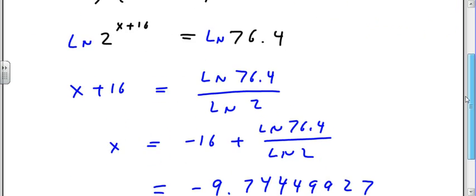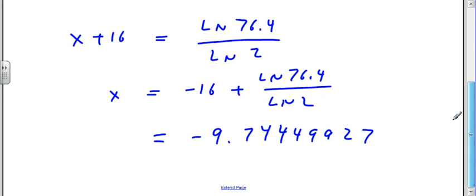Okay. When you put it in the calculator, you did 5 times 2 to the x plus 16 equals 382. You put 382, and then you guess. I'm going to guess a minus 4. Do a numerical solve around there, and it's going to tell us what the real answer is, but it's minus 9.744.